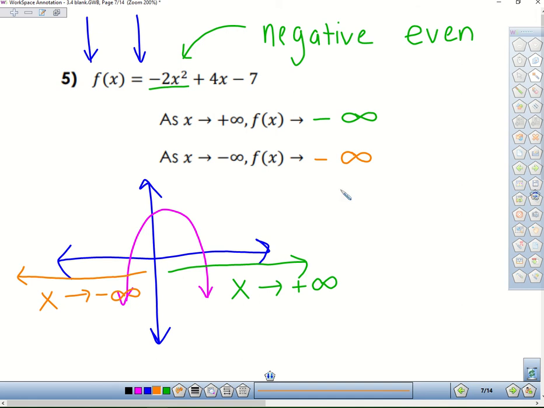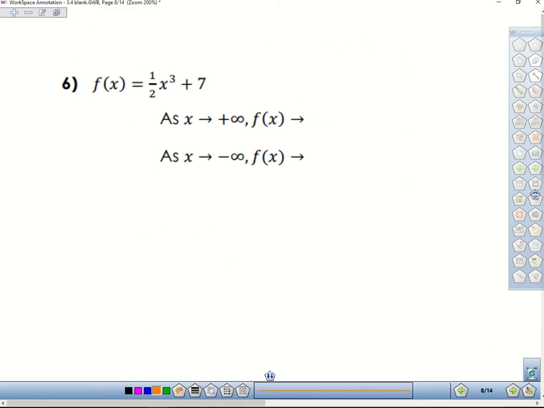Making sense so far, how we're getting these? Yes? Okay. Just checking. Okay. Moving on. You need more time? Some of you? Okay. So, number 6. Is 1/2 positive or negative? Positive. It's okay to have fractions, they just can't be with the variables. So the numbers can be fractions, the coefficients, but the variables or exponents can't be fractions. So, this is positive, odd, or even?